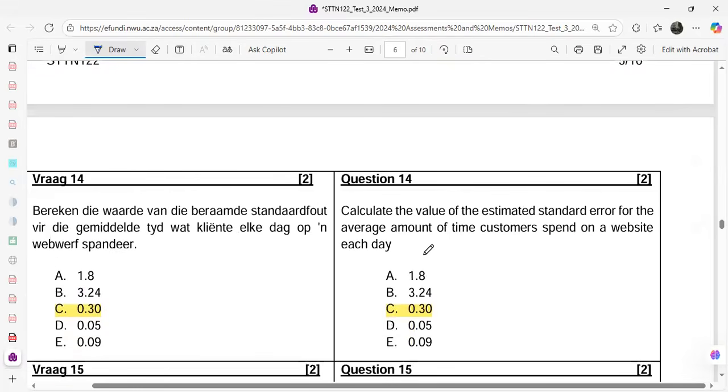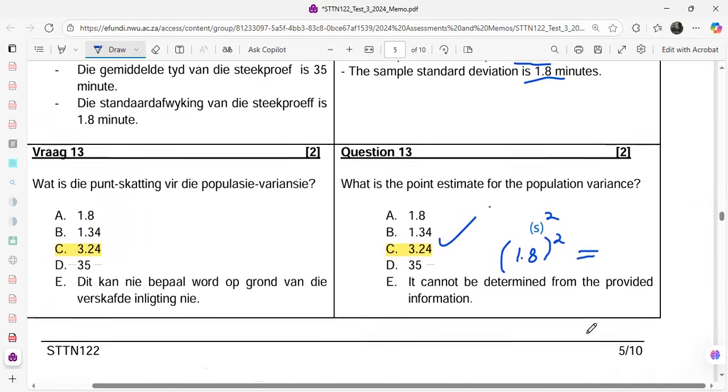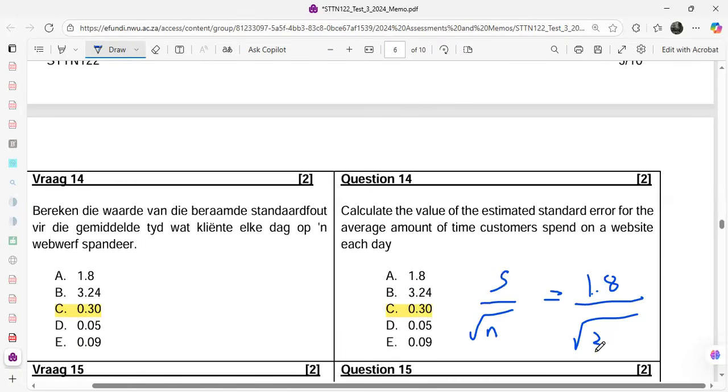Another one. Calculate the value of the estimated standard error of the mean. Which one are you going to use? Standard deviation over square root of n. And what is the standard deviation we're given? It was 1.8. What is the value of n we're given there? It's 35. So divide by the square root of 35. Then the standard error is 1.8 over the square root of 35. Then you get 0.30. Here it is.